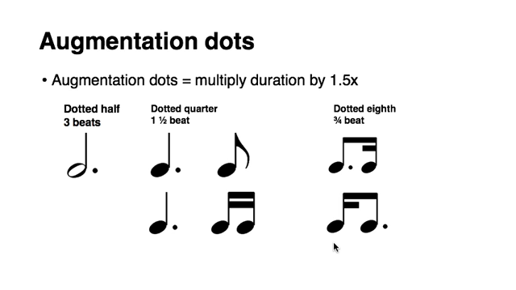Augmentation dots are placed to the right of a note head, like you see here, slightly higher than the note head. Here they're more or less in the same plane, but for example, if you're drawing a note head on a line, then you want to see the dot slightly higher than that line. And what it does is that it multiplies the duration of whatever rhythmic unit it is attached to by 1.5. It sounds very complicated at first, maybe too mathematical, but it's actually rather simple.